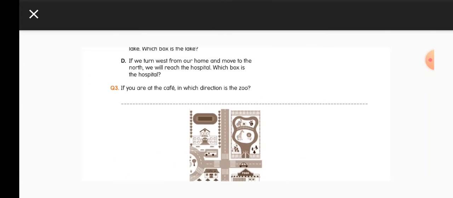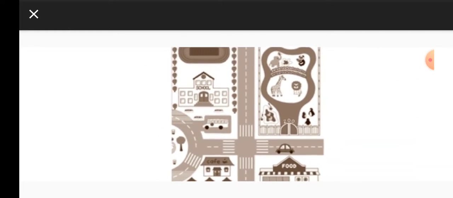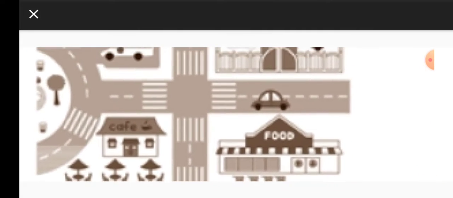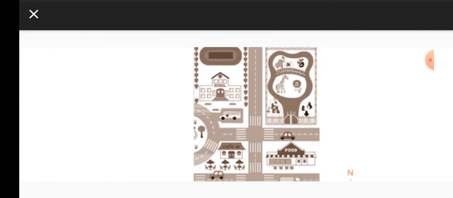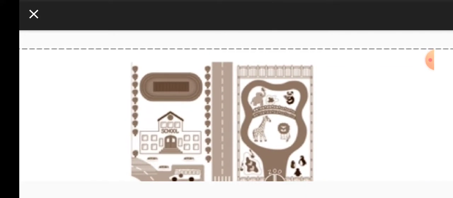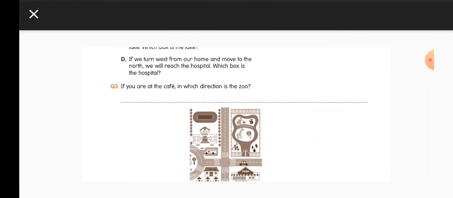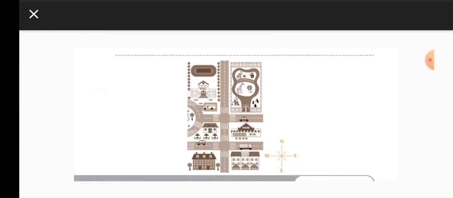So what are the instructions you are going to do? First, observe this map very carefully. So if you are standing at the cave, which direction is the zoo? See, so once again, north is on the top, south at the bottom, and the direction which is between north and east is the northeast direction. So the zoo park is in the northeast direction. You can write that zoo is in the northeast direction, right?